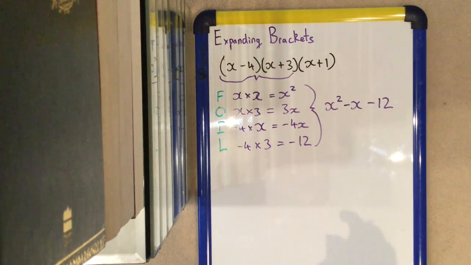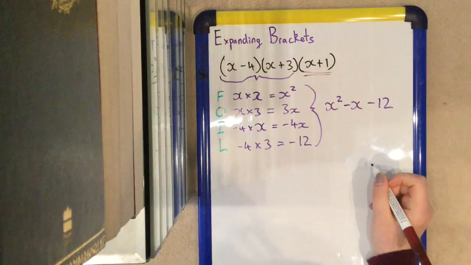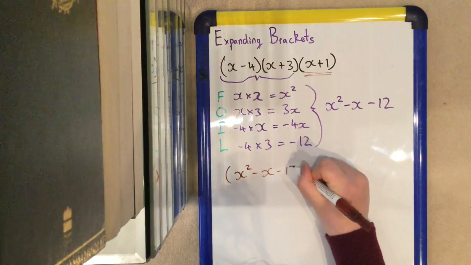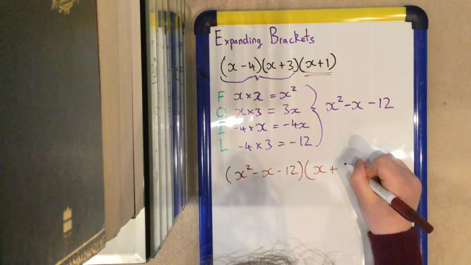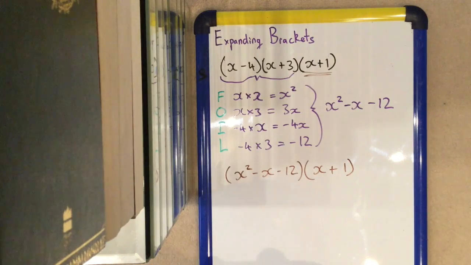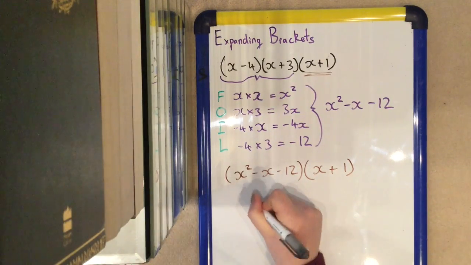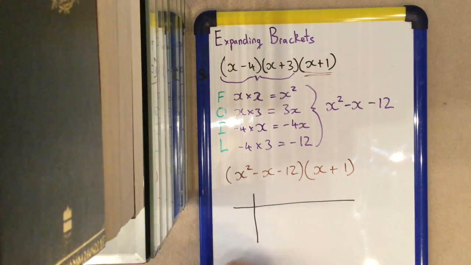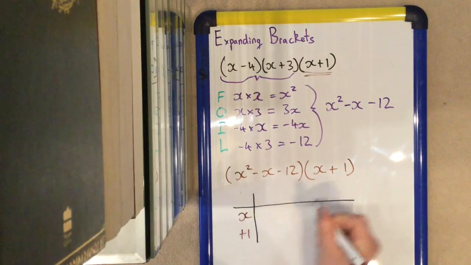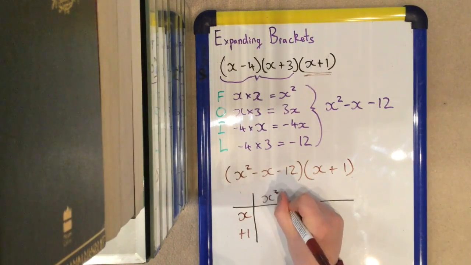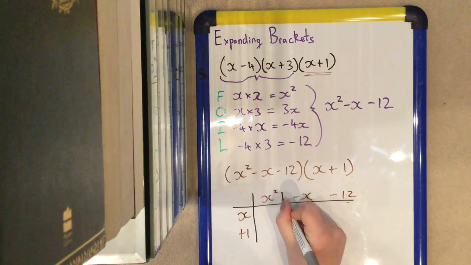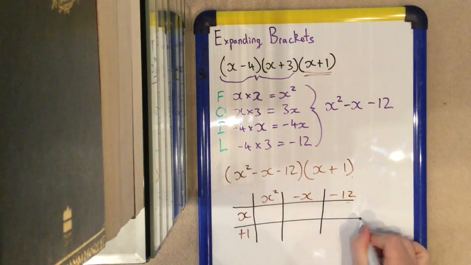Now don't forget, we still have this x plus 1, so we're not finished yet. So the new equation is x squared minus x minus 12 multiplied by x plus 1. The easiest way to deal with this is in a small grid. The first thing to do is draw your grid out, and the next thing is to write in the values that you've already got. So I've got an x and a plus 1 from this bracket, and I have an x squared minus x minus 12 in this bracket. Then I'm going to draw the lines in the grid so you can see which one I'm doing.